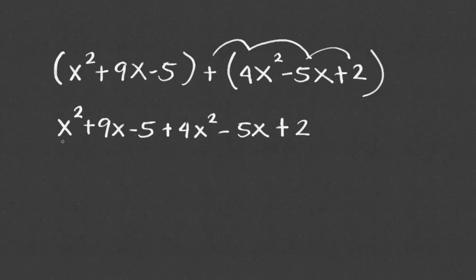Let's find like terms. So x squared can be added to 4x squared, so therefore it's 5x squared. And next like terms are the 9x and the negative 5x. So 9x minus 5x is equal to 4x. Next is the negative 5 and the positive 2, since they're like terms. So negative 5 plus 2 is equal to negative 3.